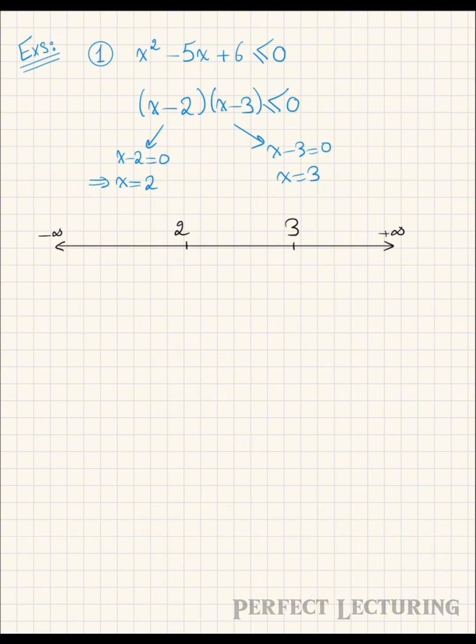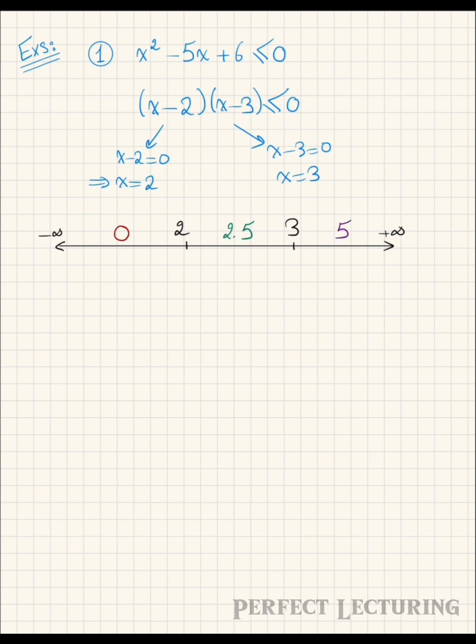Now we have to choose test values on each interval. What is meant by that? For example, in this region, which starts at -infinity up to 2, we pick any number between -infinity and 2. Let us take 0. Again, you can pick any number, not necessarily 0. Whatever the number you pick, you're going to get the same result. Between 2 and 3, let us pick 2.5. And between 3 and +infinity, let us pick 5.